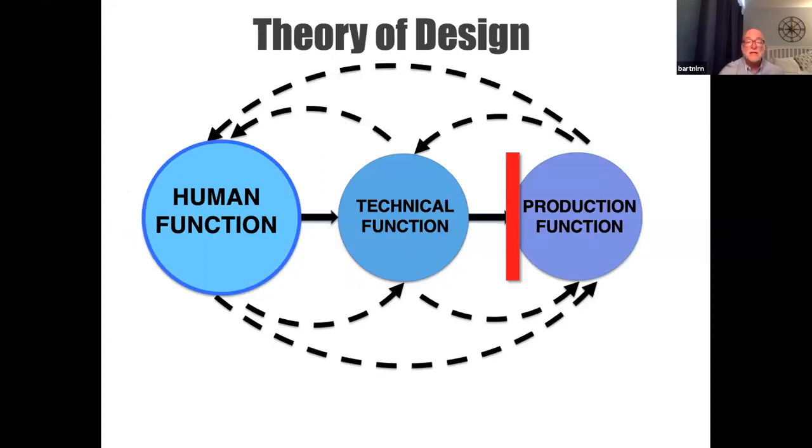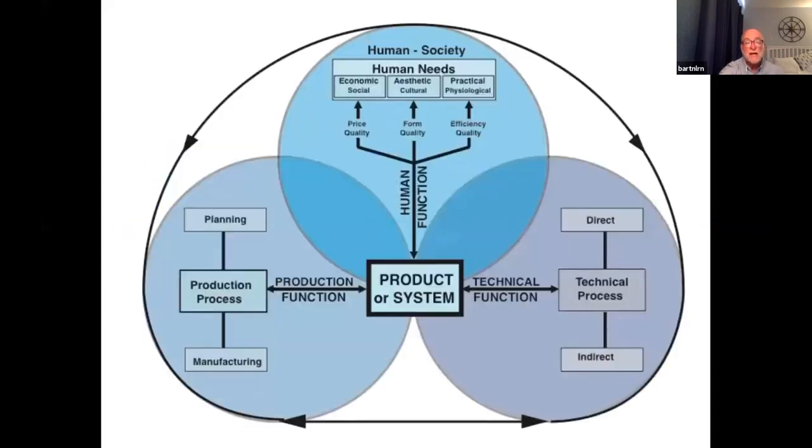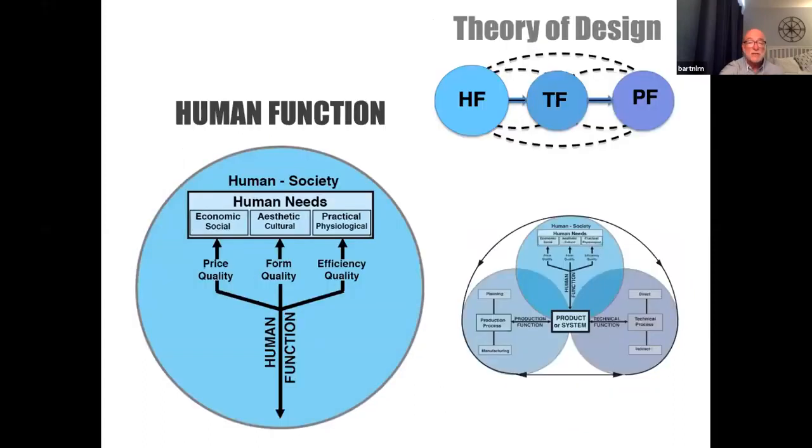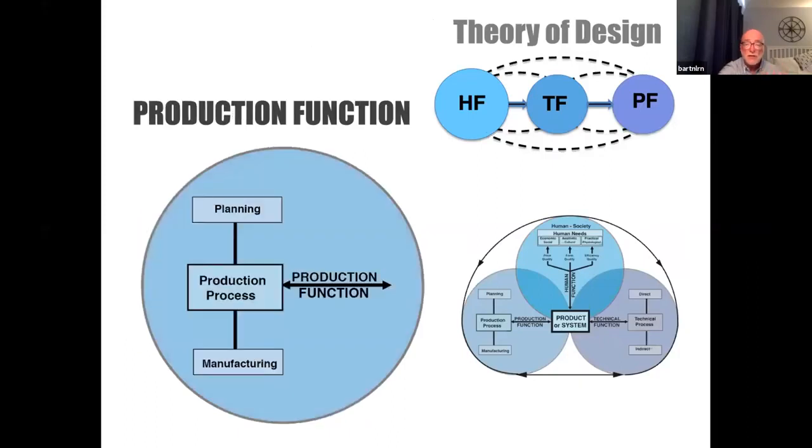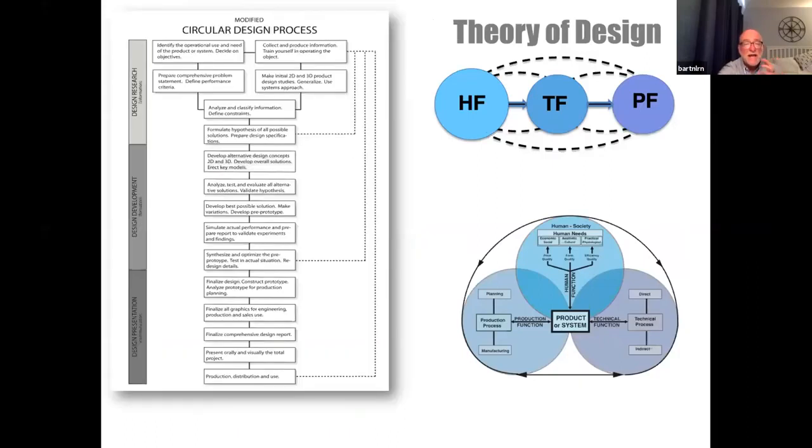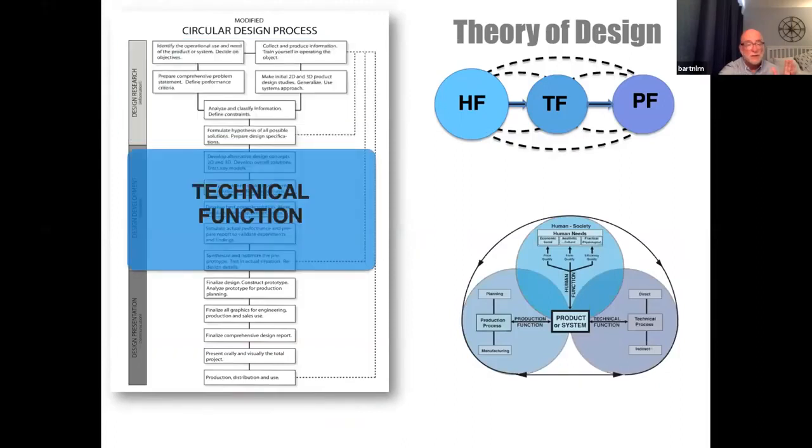So what happens is as a designer, you have to be able to work in all three of these realms. So this is what happens. I know we put more emphasis on the human function, the human needs, but I cannot neglect the technical aspects of a product, nor can I neglect the production aspects of a product. So this theory of design, if you look at these three things here, there's the human function, the technical function, and the production function. And all of this happens as I work through this circular design process, that I'm thinking about the human function of this product. I'm thinking about the technical function, and I'm thinking about the production function as I go through here.